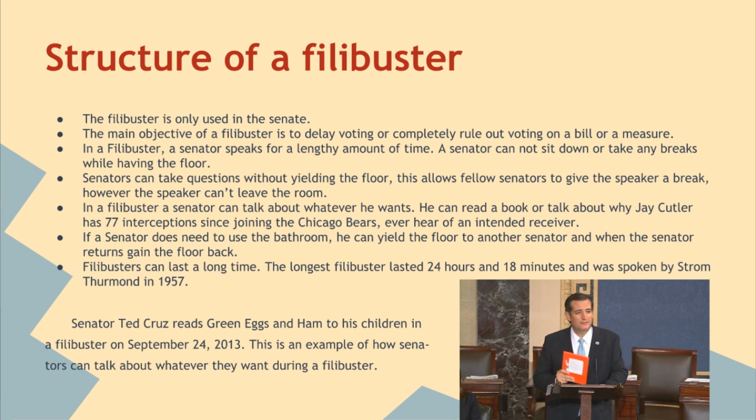In a filibuster, a senator can talk about whatever he wants. He can read a book or talk about why Jay Cutler has 77 interceptions since joining the Chicago Bears. Ever heard of an intended receiver? If a senator does not need to use the bathroom, he can yield the floor for another senator, and when the senator returns, gain the floor back.